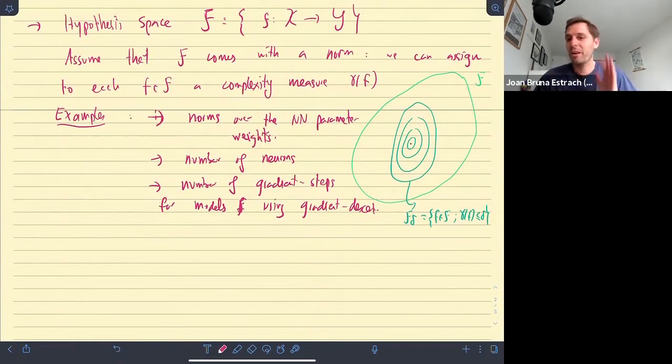So we are not going to discuss this in this course, but you can think that many of the objects that we are going to be talking about today and in the later lectures extend to some of these problems of density estimation and so on. So it's an important distinction.